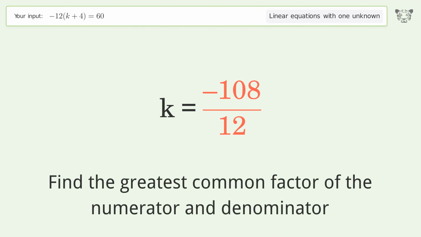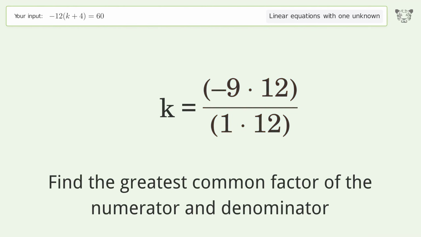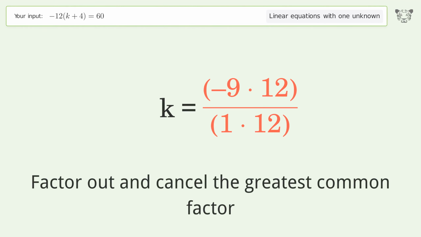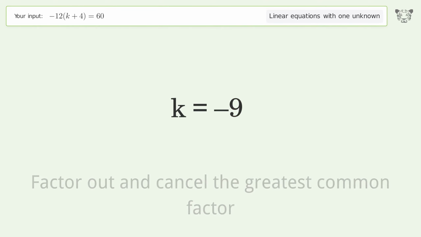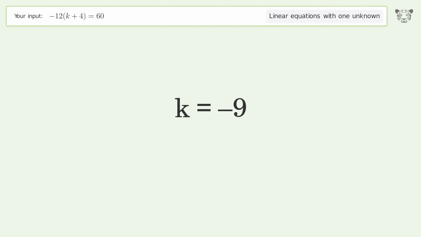Find the greatest common factor of the numerator and denominator. Factor out and cancel the greatest common factor. And so the final result is k equals -9.